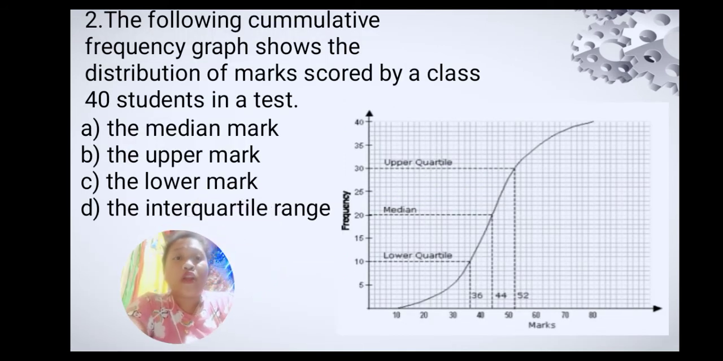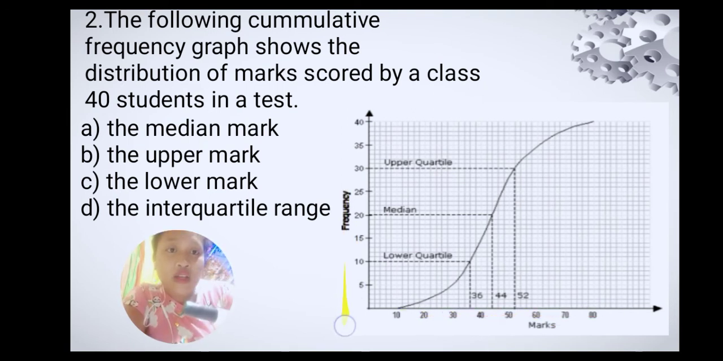Question number 2: the following cumulative frequency graph shows the distribution of marks scored by a class of 40 students in a test. Given 40 students, find the median marks, the upper mark, the lower mark, and the interquartile range. May siya lower quartile, median, upper quartile. Yan muna siya gitawag na frequency. Diri po ang marks. X-axis na siya diri. Vertical axis.